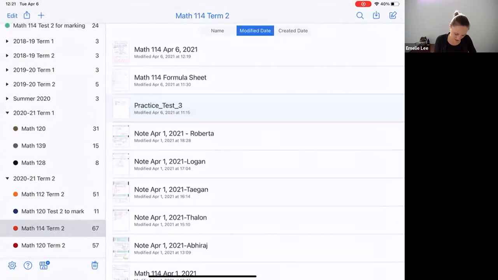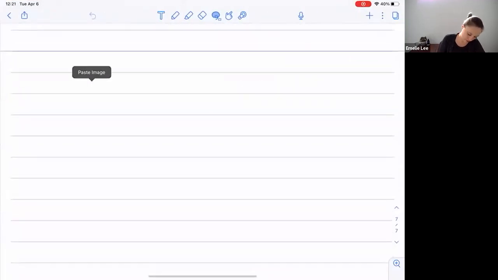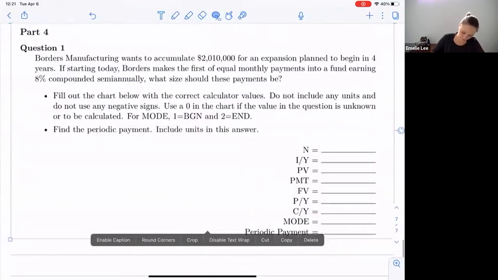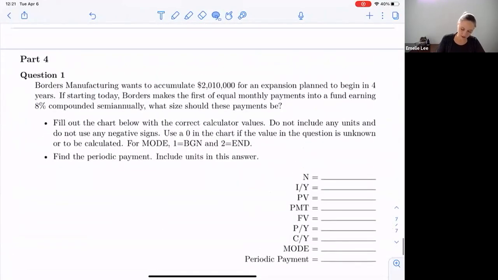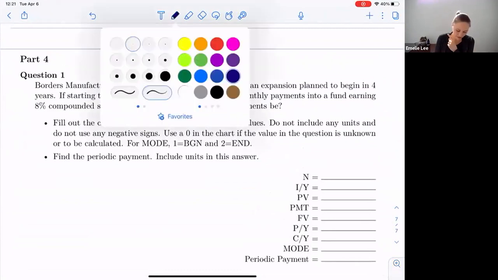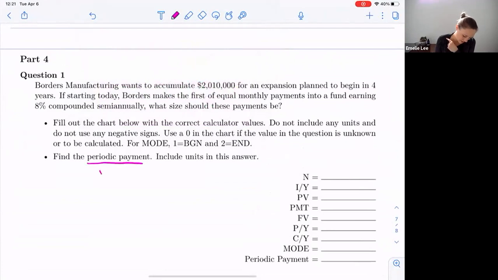Oops, go back here. Put this on a fresh page here. So the questions are going to be laid out very similar, right? The only thing that's changed is that now the payments are at the beginning, okay? So here, kind of rough start, we want to find the PMT again. And we only have 3 options, like I said, so there's really only 3 things we could solve for.